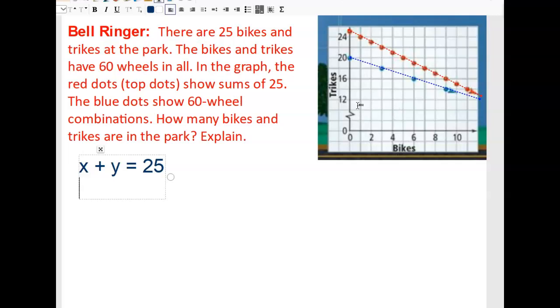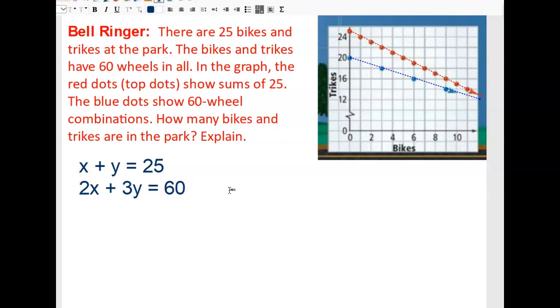So how many wheels does a bike have? It would be 2x. How many wheels does a tricycle have? 3 for tri, like a triangle. So we have 2x plus 3y equals 60.